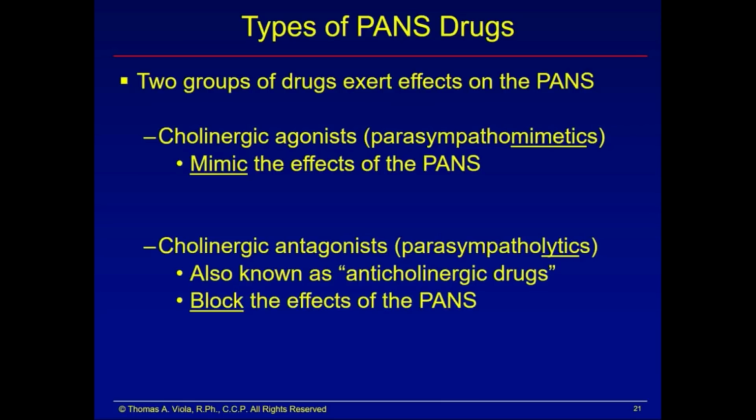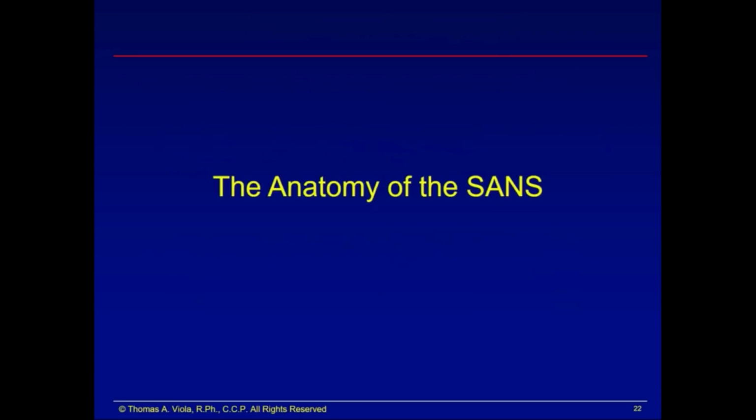Cholinergic antagonists block, right? Anticholinergic. They block this cholinergic system. They block the PANS. So we're going to call these parasympatholytics. I don't know, I guess lytic from enzymes, right? Lyse. Let's just say it's an antagonist, but parasympatholytic versus a cholinergic agonist, parasympathomimetic, mimicking the PANS. Well, what about the SANS?